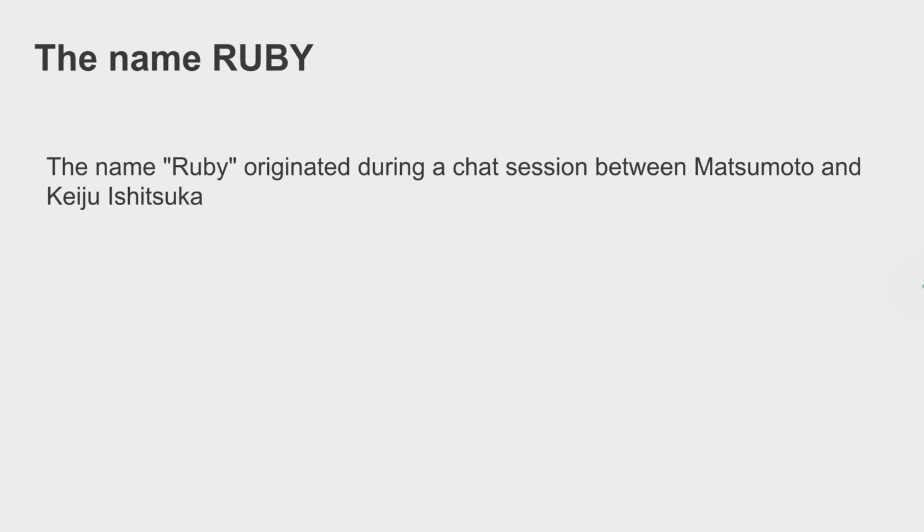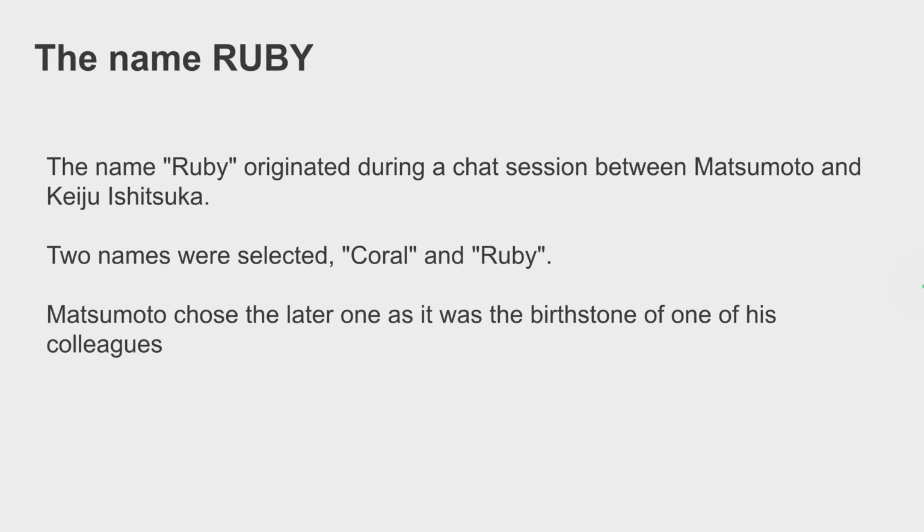And if we talk about the name Ruby, it was discussed during a chat session between the developer and Keiju Ishitsuka. So two names were selected, Coral and Ruby, and then the developer chose Ruby as it was the birthstone of one of his colleagues.